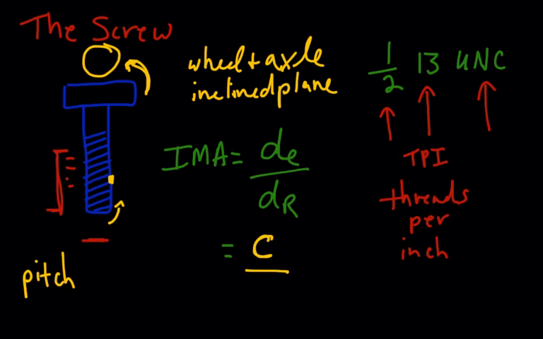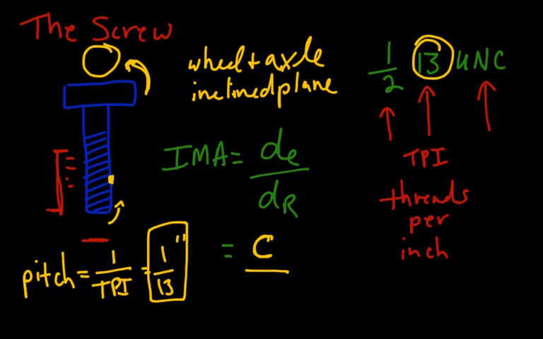Pitch. How do I figure out the pitch? Well, that is related to the threads per inch. If I have 13 threads in 1 inch, then I can just flip that over, and the pitch will be 1 over the TPI, 1 over the threads per inch. So if I have 13 threads per inch, then the pitch is going to be 1/13 of an inch. To find the pitch, put 1 over the TPI measurement, the threads per inch.